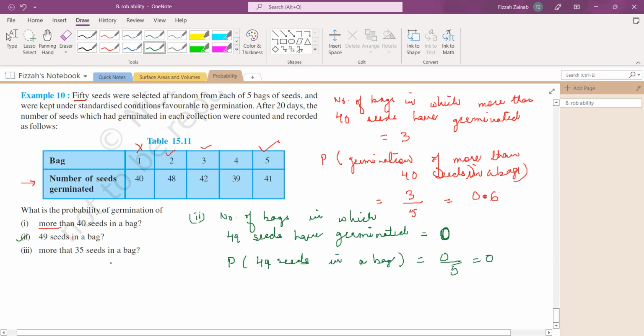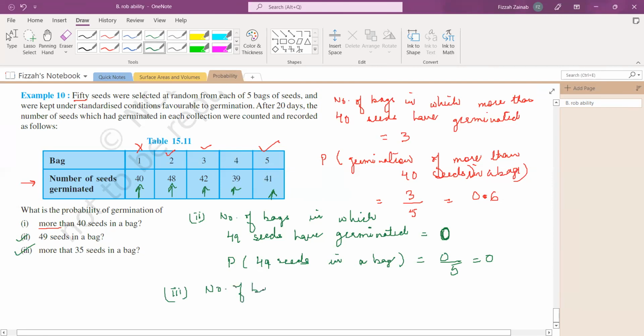Okay, now third, more than 35 seeds in a bag. Now more than 35. So in this bag also, this bag also, this bag also, and this bag also. Like in all of the bags, the number of seeds which have germinated are greater than 35, right? Yes, ma'am.